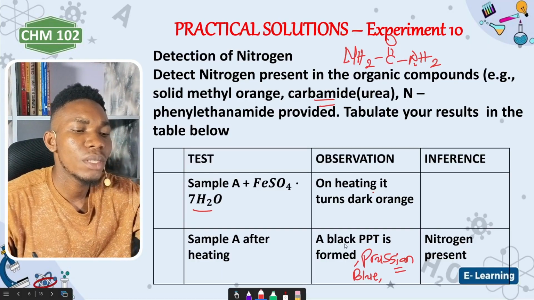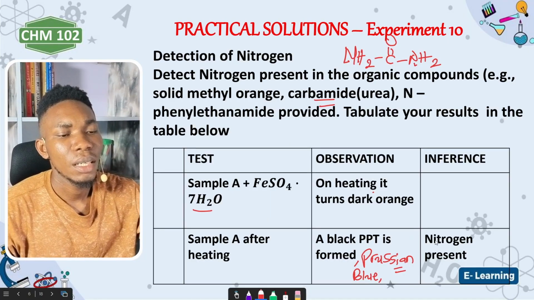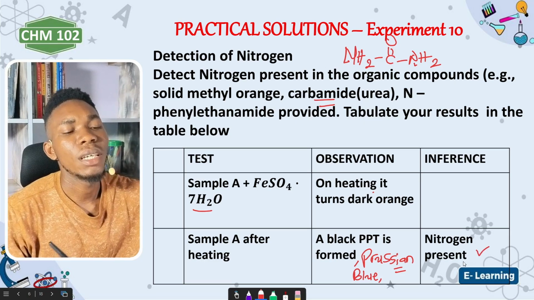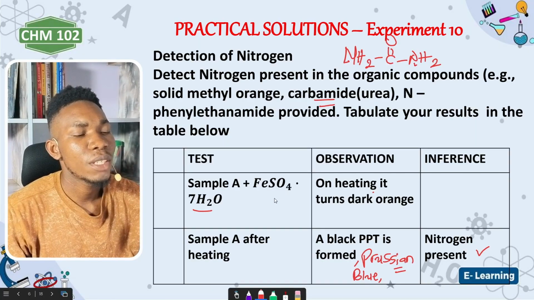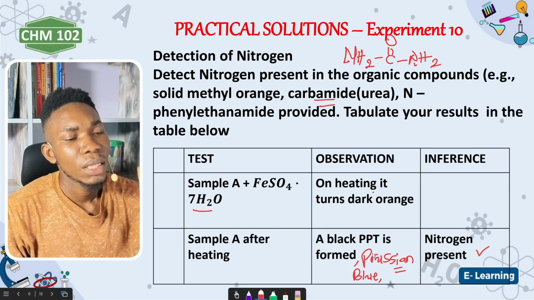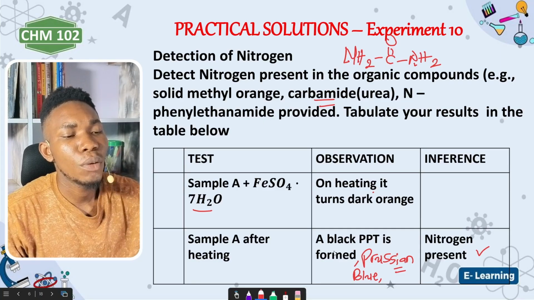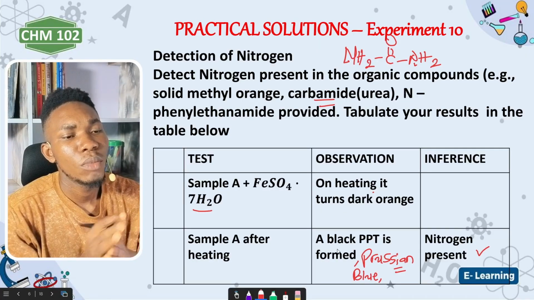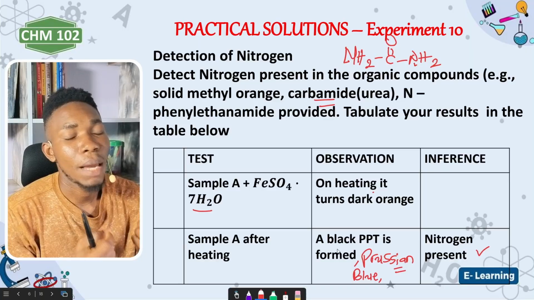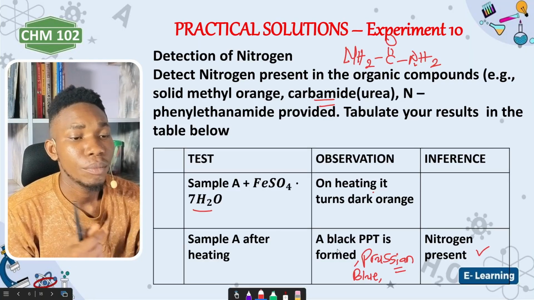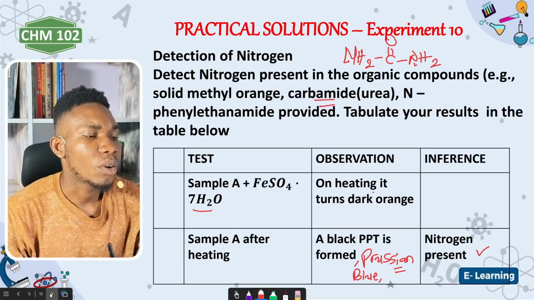So you can actually put black PPT in bracket, Prussian blue PPT form, and the inference is that nitrogen is present. Because whenever you react any nitrogen-containing compound with ferric sulfate heptahydrate, it's supposed to form that Prussian blue PPT, which will look like a black PPT. But most of you, because you don't really know the colors, just said it looks black, but it's supposed to be Prussian blue PPT. Is that okay? So that confirms the presence of nitrogen.